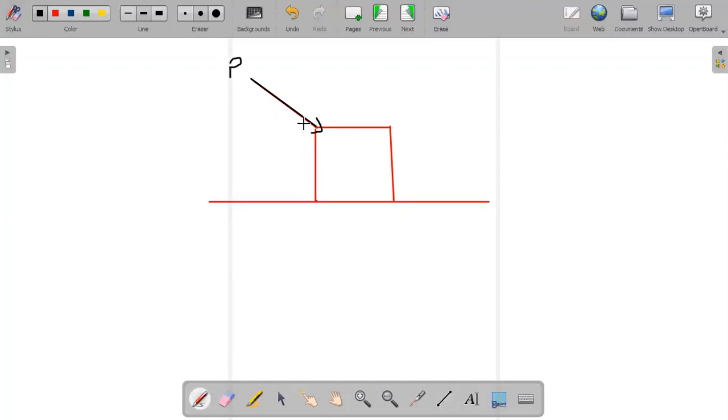This is P and the angle is 37 degrees. Okay, and what is the mg? 50 into g. The mass is 50. Okay, 50 into 9.8. Mu is 0.5. Okay, these are the conditions given.